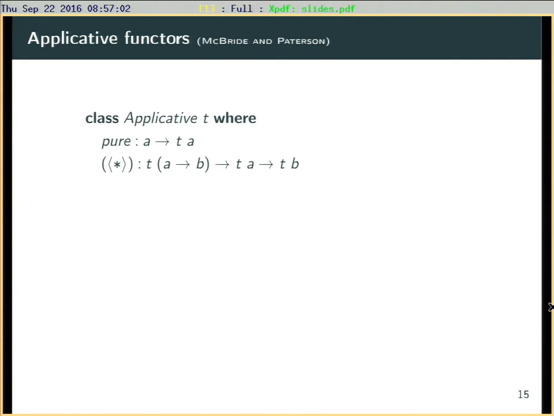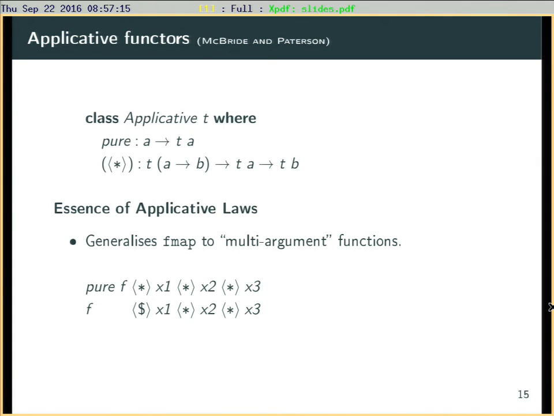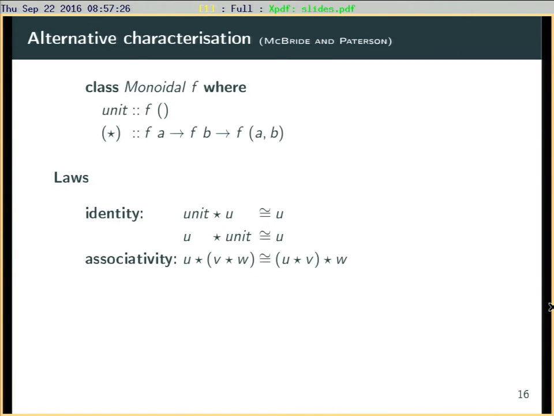We have already seen applicative functors in the last class. There's a way of taking an element and putting it inside the functor, and there's a way of applying functions inside the functor. The essence of this applicative law is that it generalizes fmap for multi-argument functions. I don't want to go into the details of this applicative law. What is more relevant for our setting is an alternate characterization of applicative functors in terms of monoidal functors.